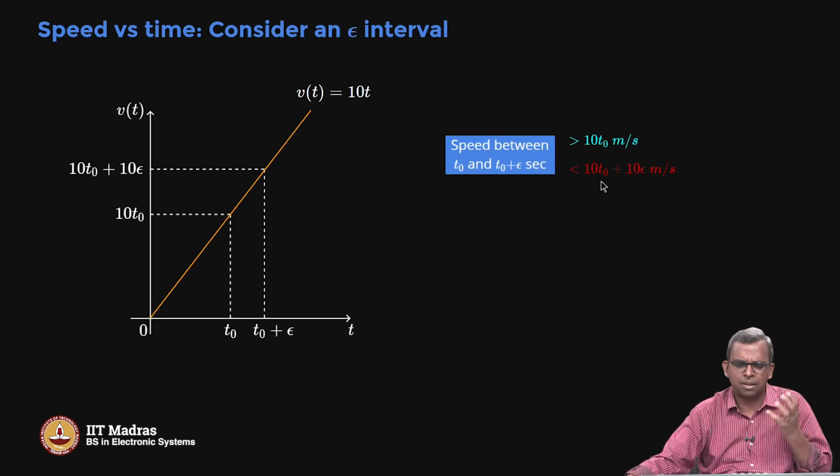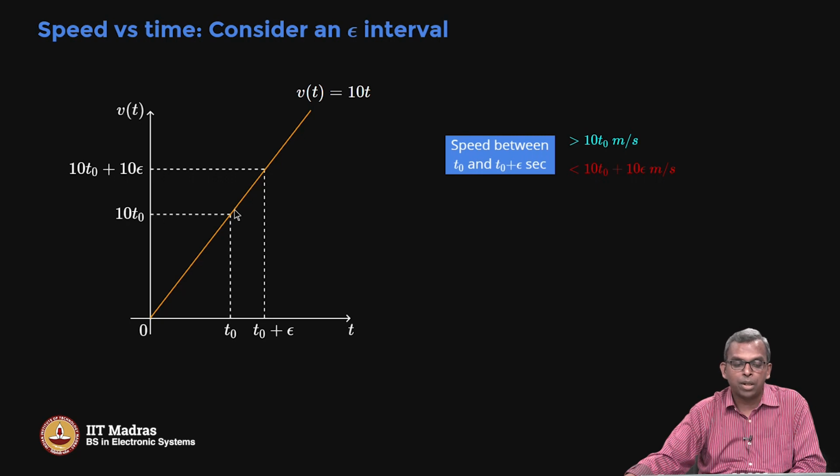Do you see that? It's a simple enough thing to see. Speed is increasing like this. At this point it is 10 t naught plus 10 epsilon. At this point it is 10 t naught. In between these two, it is some value between these two. I can actually find exactly what it is, but anyway, it's between these two, right? So that's what's important here. Now, how do I find the distance traveled in this interval?